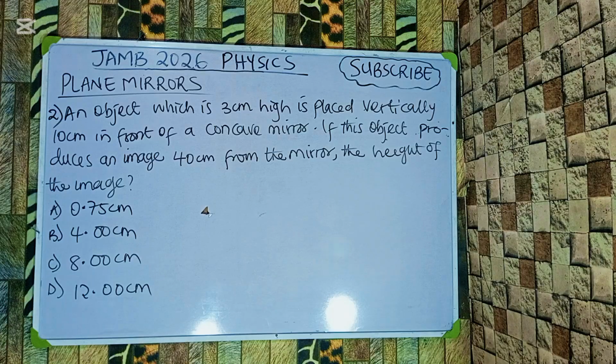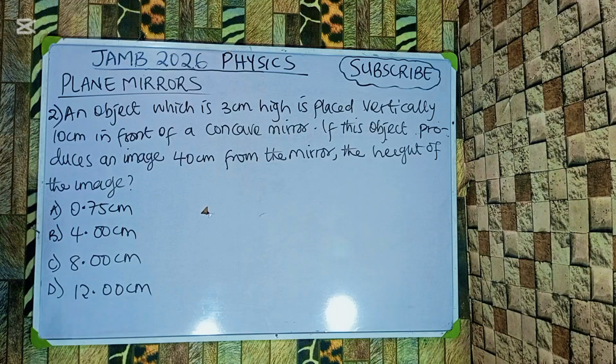Question 2. An object which is 3 centimeters high is placed vertically 10 centimeters in front of a concave mirror. If this object produces an image 40 cm from the mirror, the height of the image is what? We have the following options. So let's analyze this question.